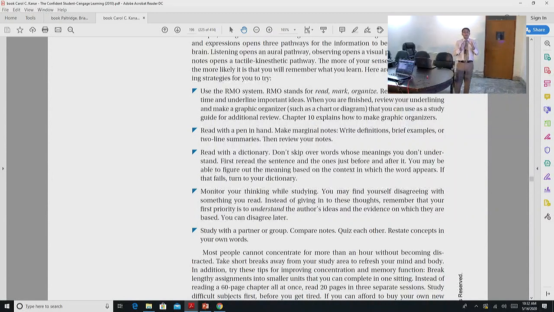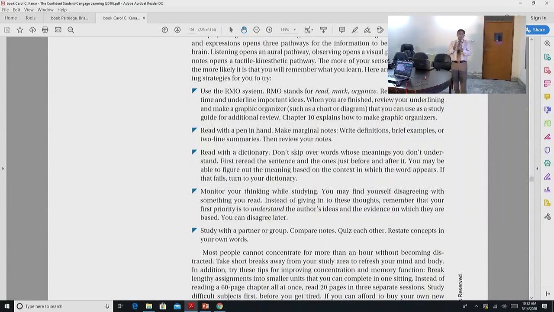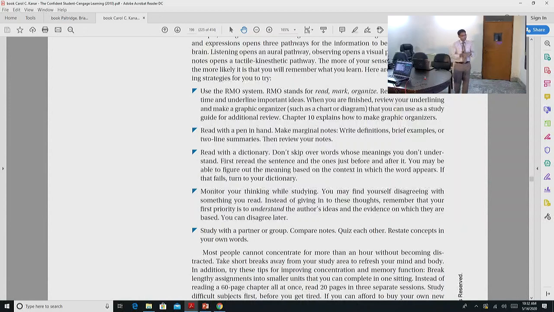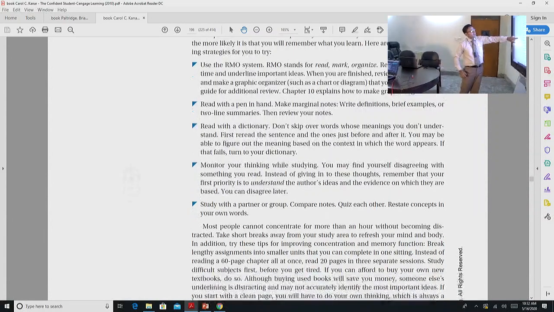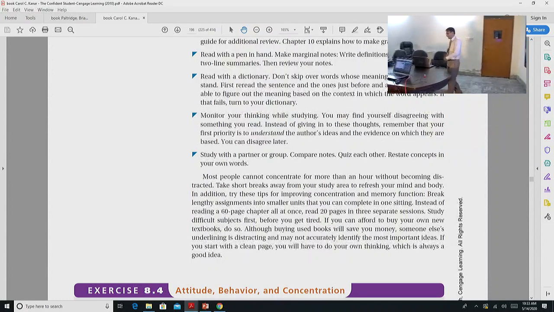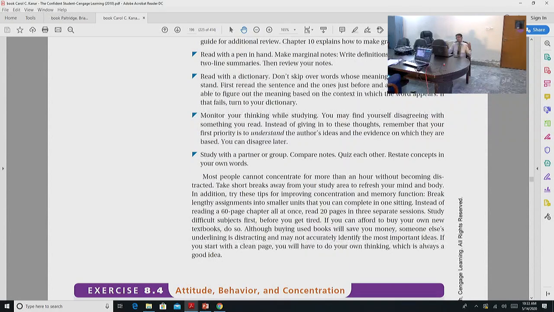So you should also apply such strategies to improve your vocabulary, so that next time when you come across the same word, you should not have any problem. Then, monitor your thinking while studying. So this is very important again, that you are monitoring yourself, evaluating yourself, assessing yourself. You are looking at what you are doing, how much you have understood, how much you have not been able to understand, okay, and where the problem lies.